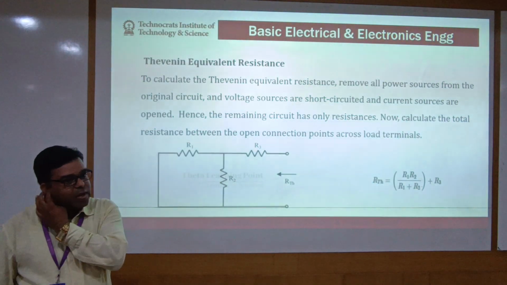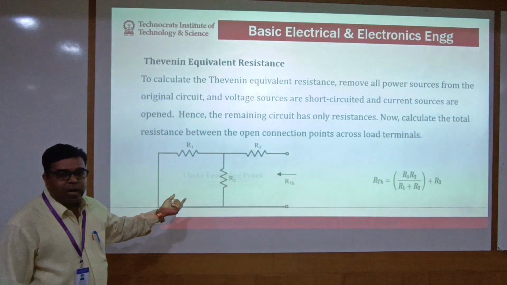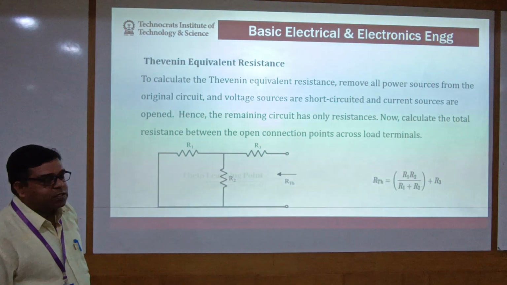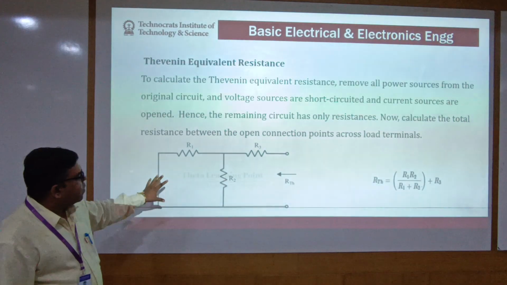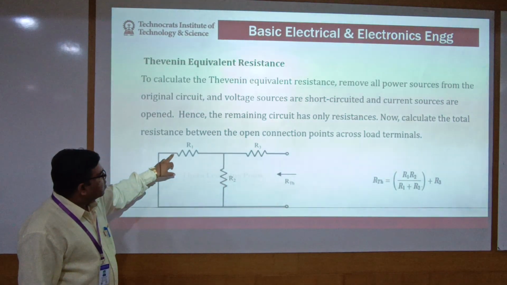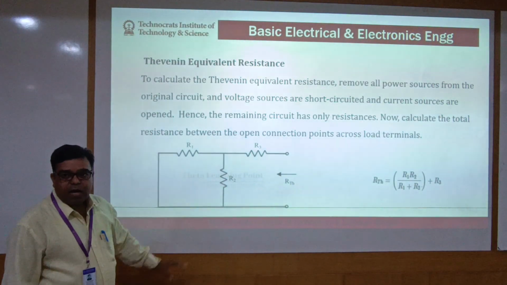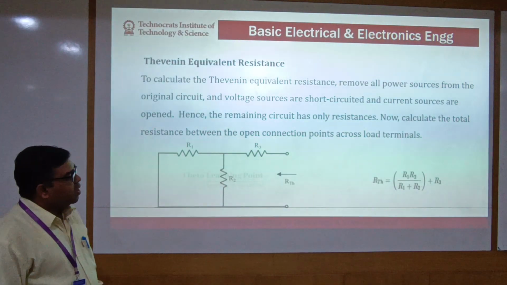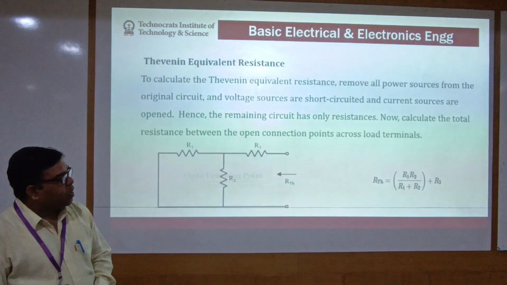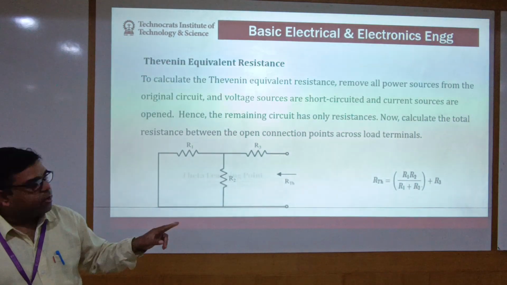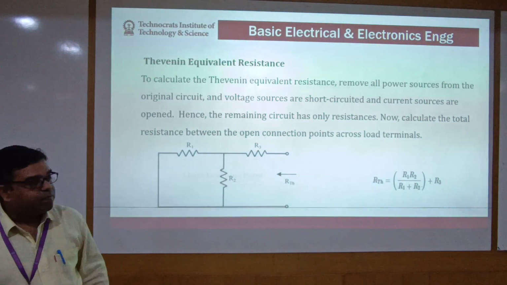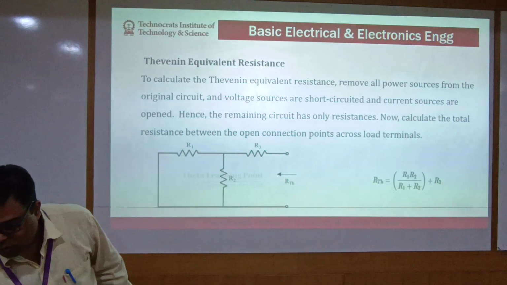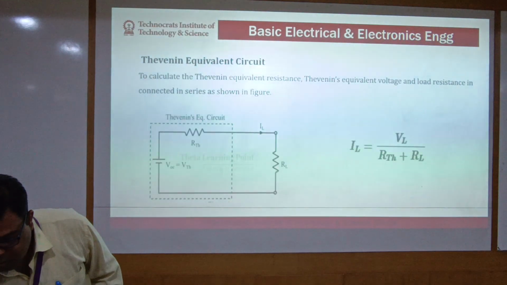We know very well how to calculate the equivalent resistance of this circuit. That equivalent resistance is called RTH, and this circuit has a parallel combination of R1 and R2, and this combination is in series with R3. So the total RTH will be calculated as R1 R2 divided by R1 plus R2, added with R3. So this is the Thevenin's resistance.